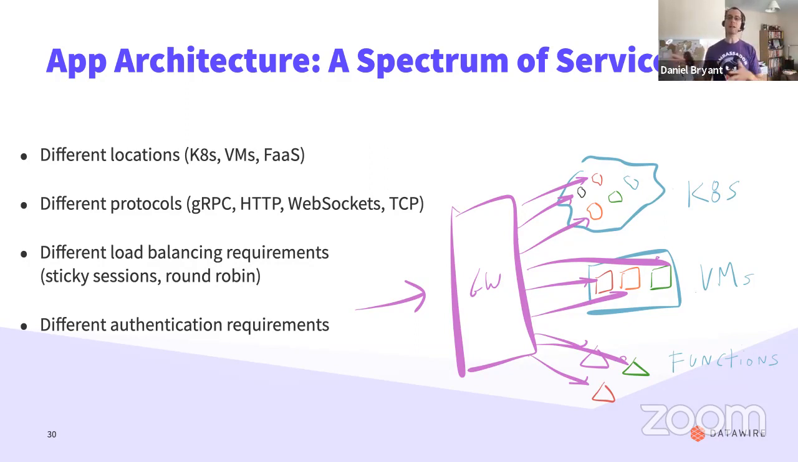There are different load balancing requirements. A lot of the more modern apps are happy doing round robin or some other kind of cool load balancing algorithm. Some of the more vintage apps, you have to do sticky sessions, just the way the session management works. There are also different auth requirements. Between the old world and the new, you've kind of got to make a bridge sometimes.